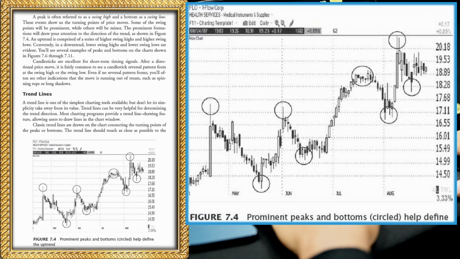Candlesticks are excellent for short-term timing signals. After a directional price move, it is fairly common to see a candlestick reversal pattern form at the swing high or the swing low. Even if no reversal pattern forms, you'll often see other indications that the move is running out of steam, such as spinning tops or long shadows.